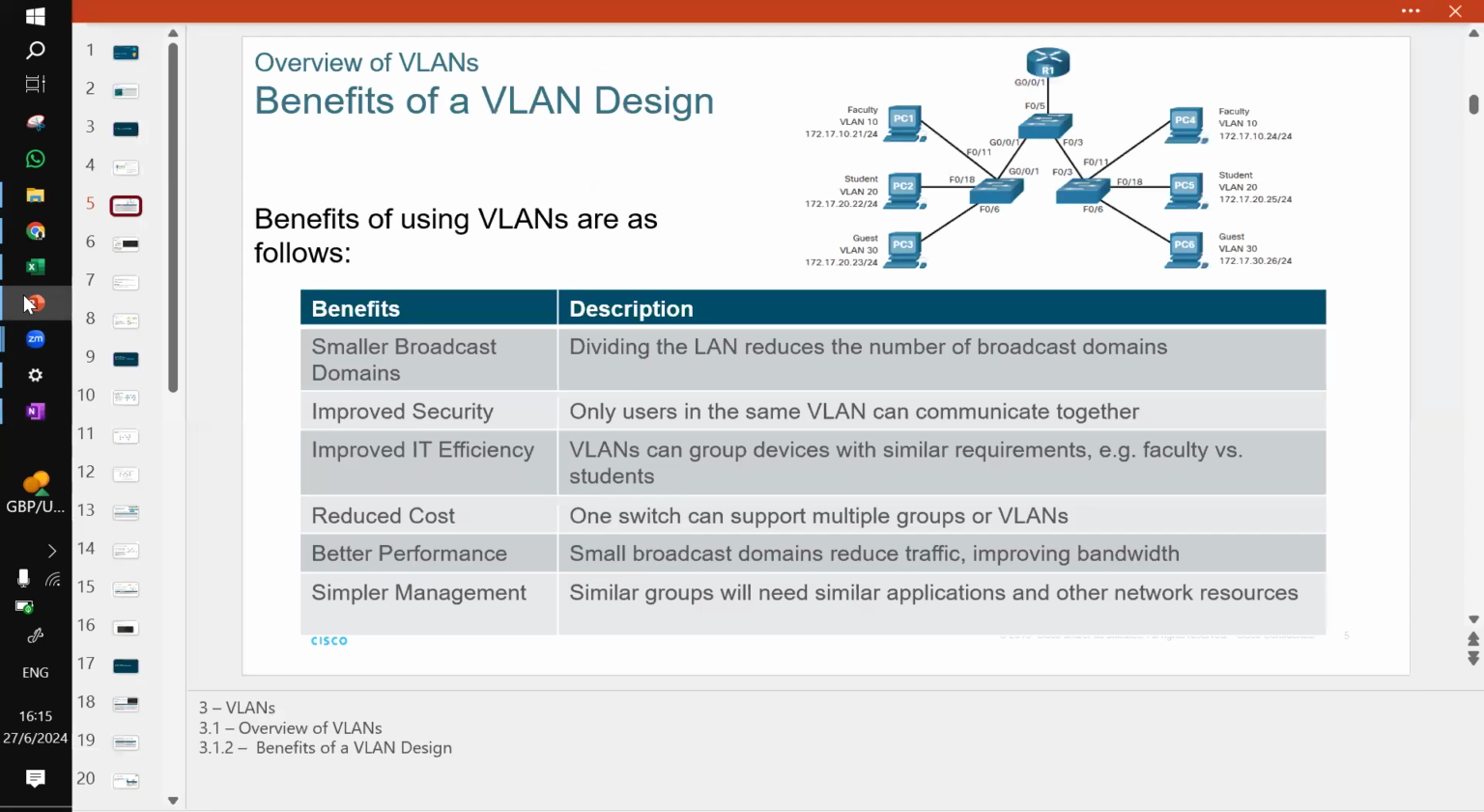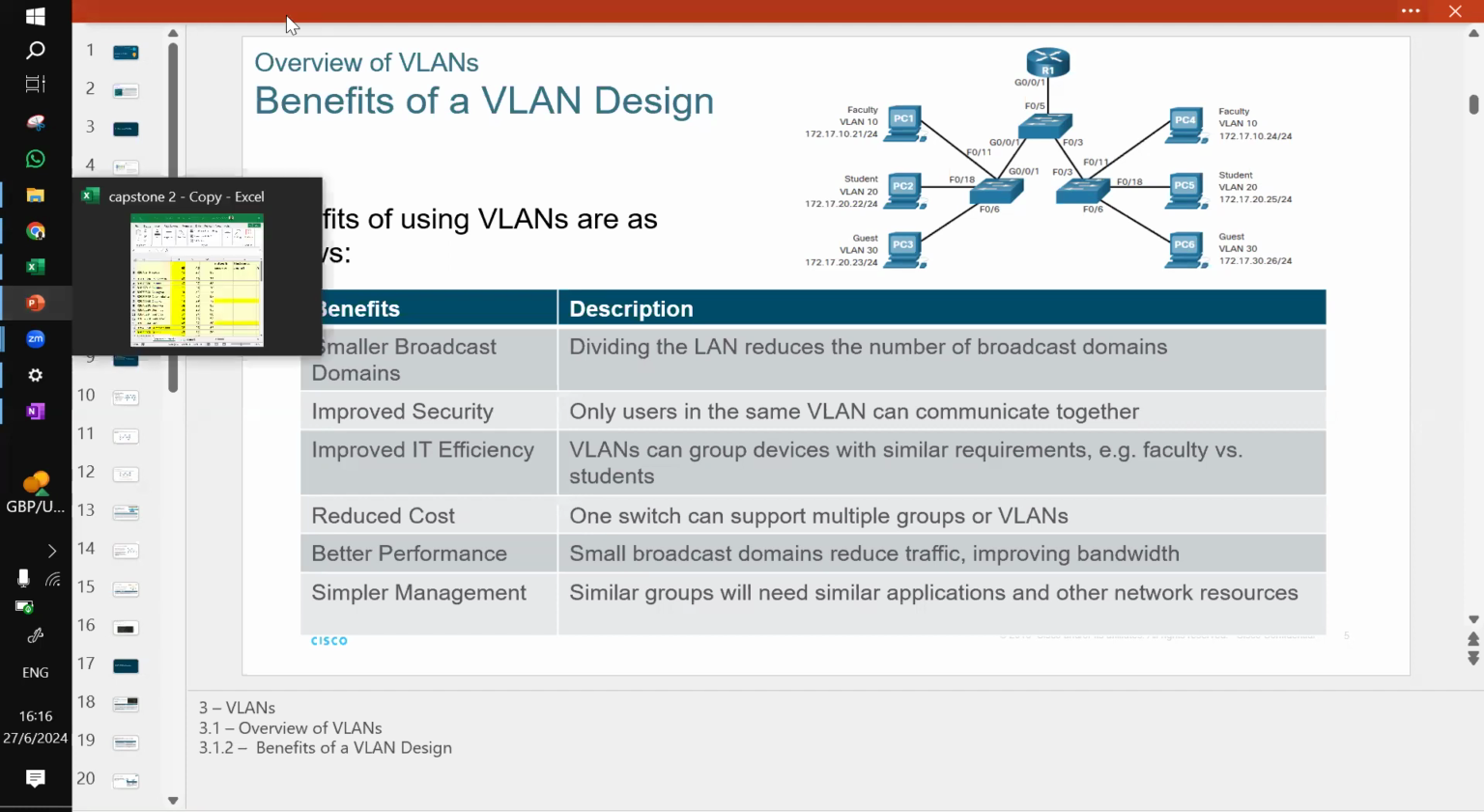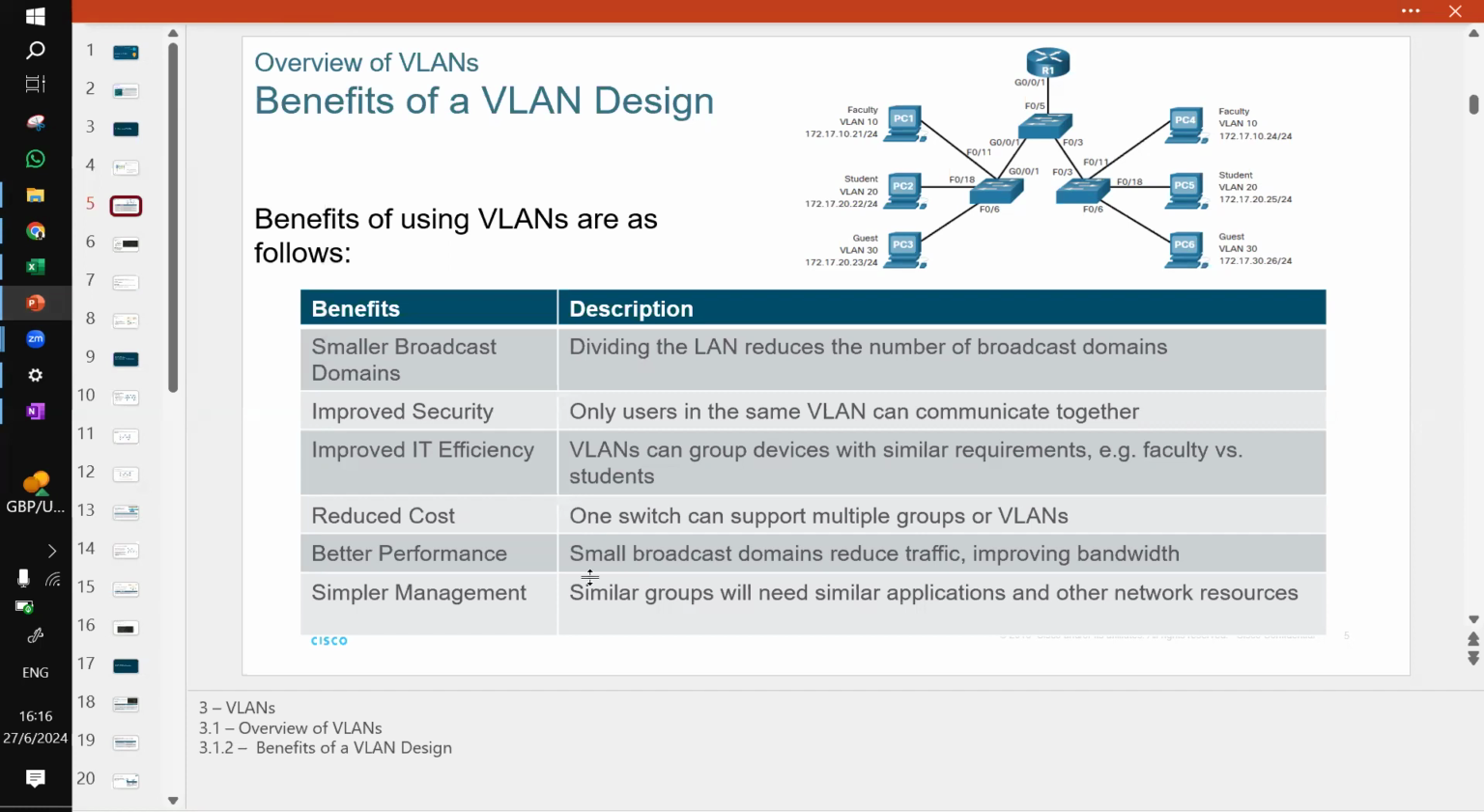In terms of improved IT efficiency, dividing into groups improves efficiency. The sales people and the language they speak, we group them in that way. Efficiency increases. Improved security, smaller broadcast domains, which explains itself: more broadcast domains. Instead of having a broadcast going to PC A, B, C, D, E, we can only have a broadcast going to PC D and E, for example.